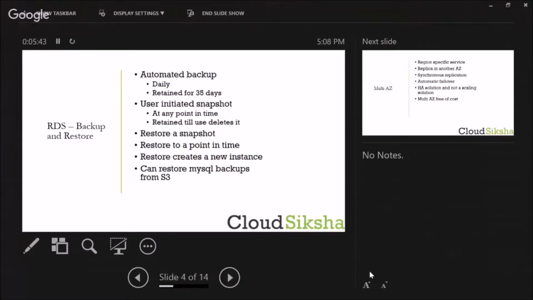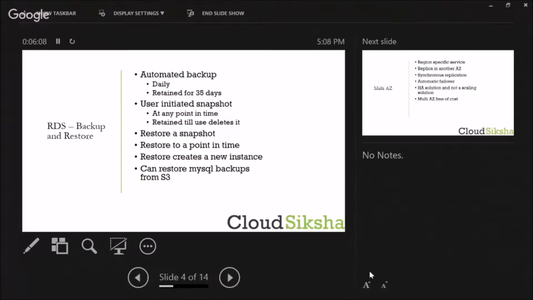Next comes the restore. Now, restore can be of two types. One, you can restore a snapshot. So you can point to a snapshot and ask that snapshot to be restored. Or you can restore up to a point in time. So you can see that there is a point in time restore.